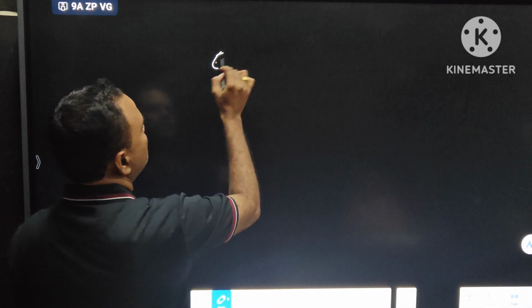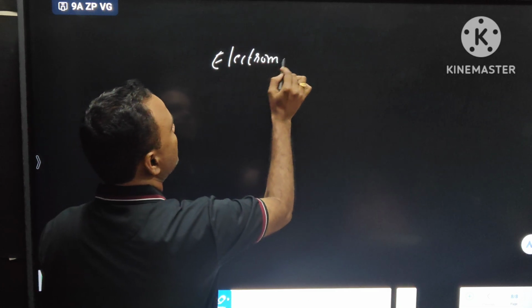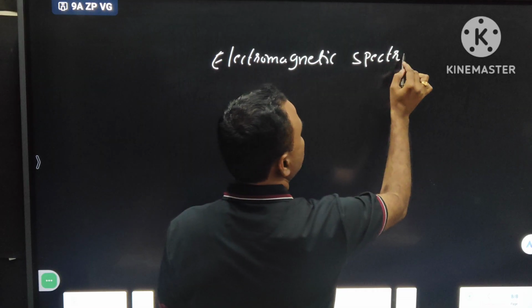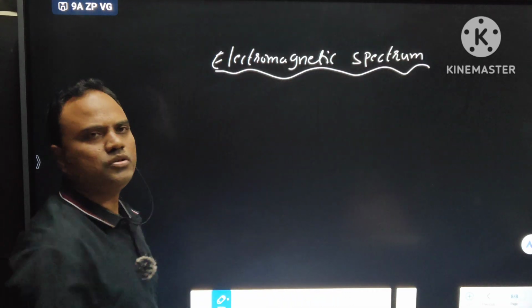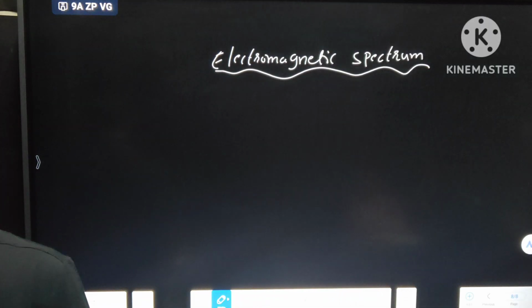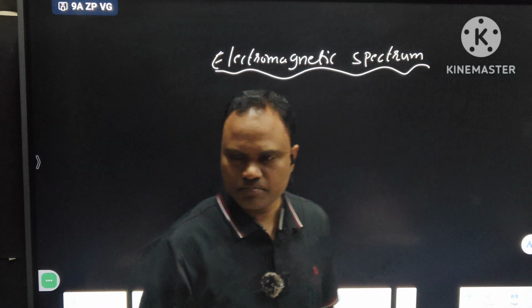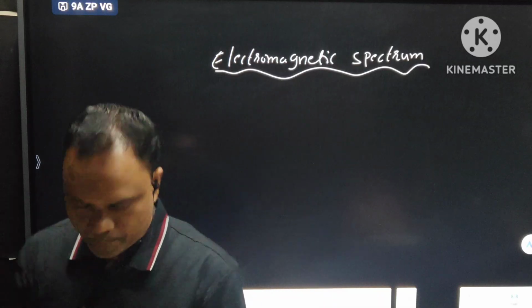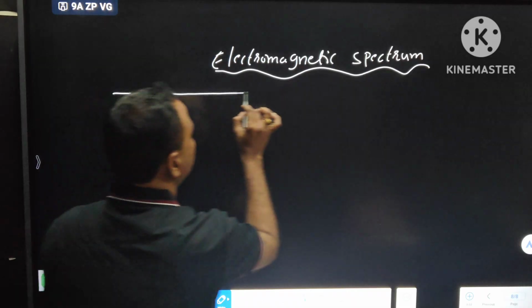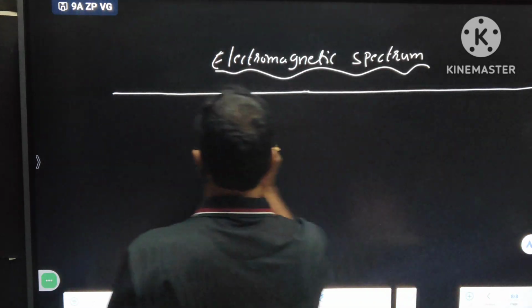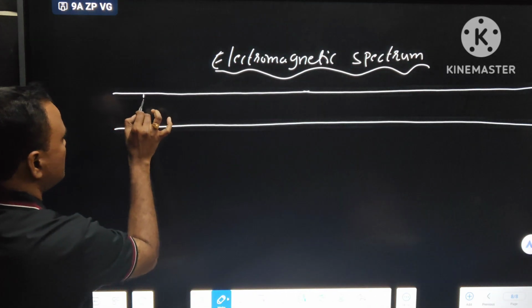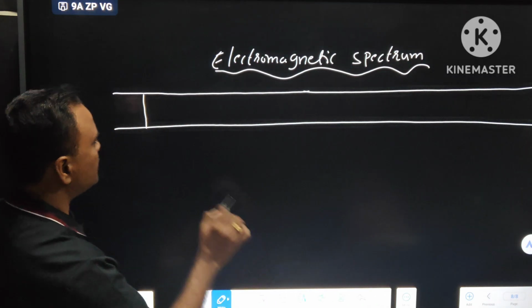Next, electromagnetic spectrum. You know about wavelength, wave number, frequency. The electromagnetic spectrum is the arrangement of all types of radiations in the increasing order of their wavelengths. This is very, very important.